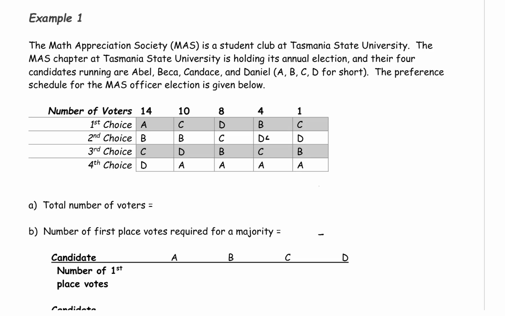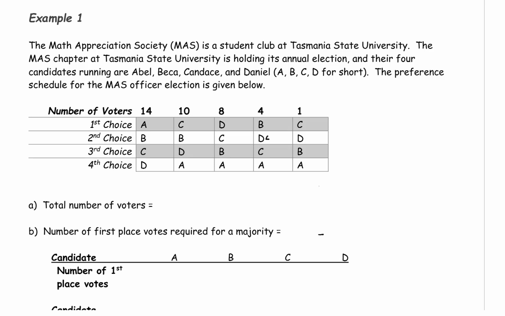The Math Appreciation Society, or the MAS, is a student club at Tasmania State University. The MAS chapter at Tasmania State University is holding its annual election, and their 4 candidates running are Abel, Becca, Candace, and Daniel. We're going to call them A, B, C, and D for short. The preference schedule for the MAS officer election is given below.